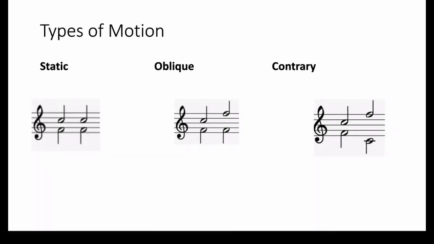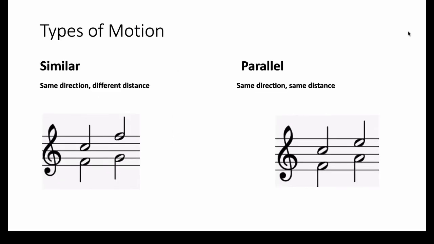To recap, there are 5 types of motion that can occur between any voice when you have multiple voices moving from one chord to another. Static motion occurs when both voices stay the same. Oblique motion is when one voice stays on the same pitch and the other voice moves in any direction. Contrary motion occurs when both voices move, but in the opposite direction. And lastly, similar motion occurs when both voices move in the same direction, but different distances. And we get parallel motion when both voices move the same direction, the same distance.